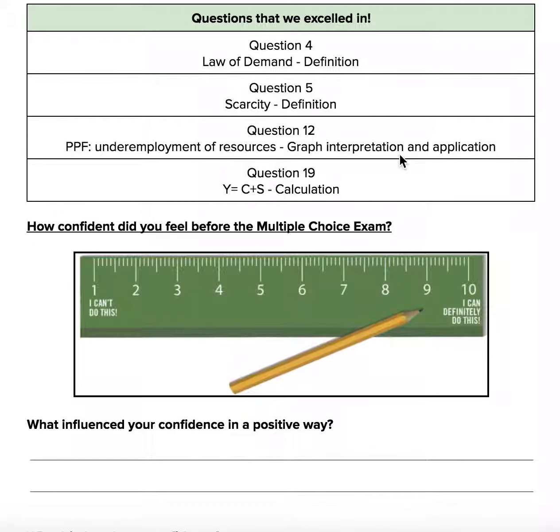We did excel as a cohort in a number of questions. Question 4 on the law of demand, question 5 on scarcity. Question 12, you did a great job on interpreting the production possibility frontier or curve, and the basic income calculation of question 19 was also done well. So, having a look at your answers and the feedback, see if your questions aligned with the cohort's strengths and weaknesses.